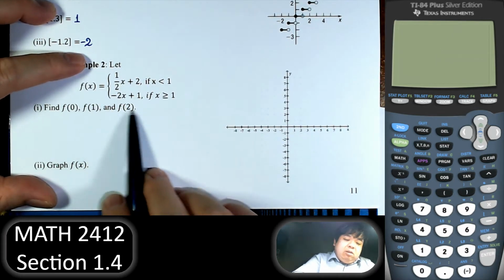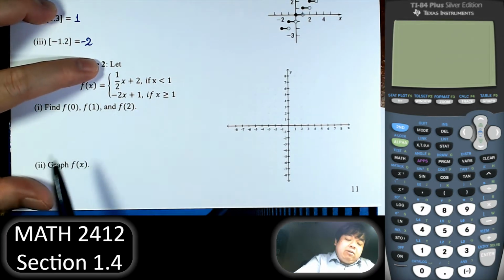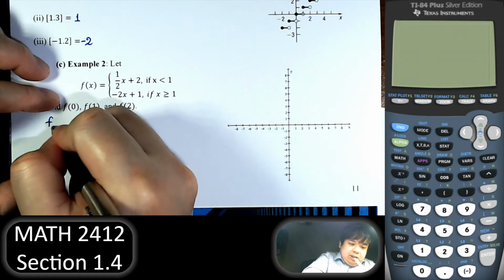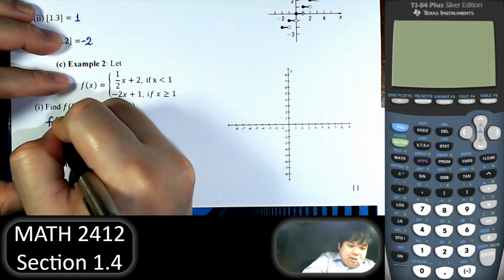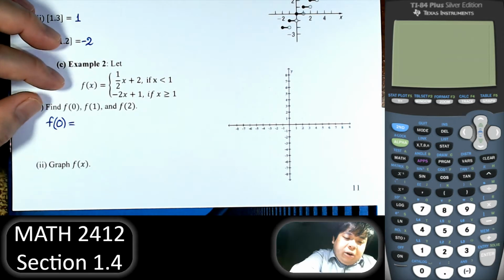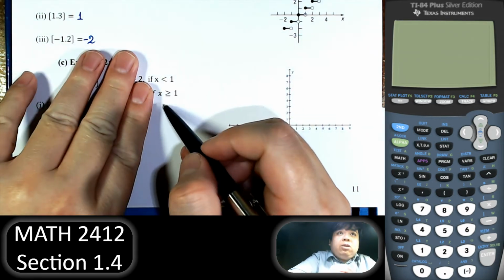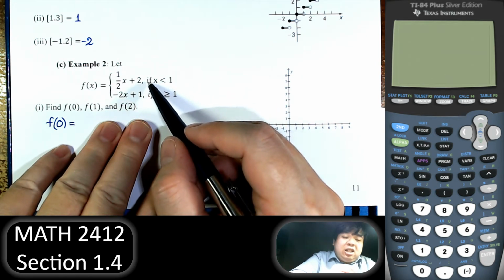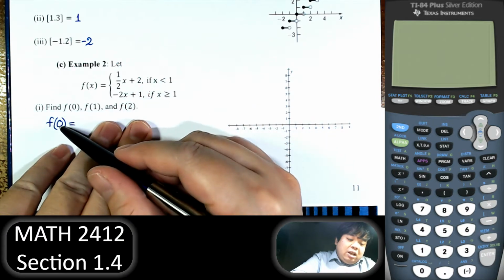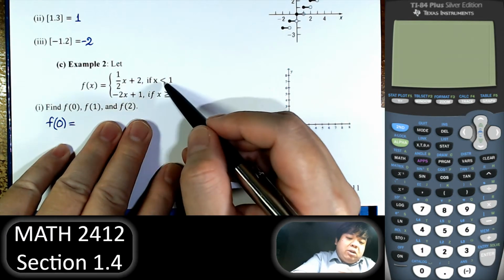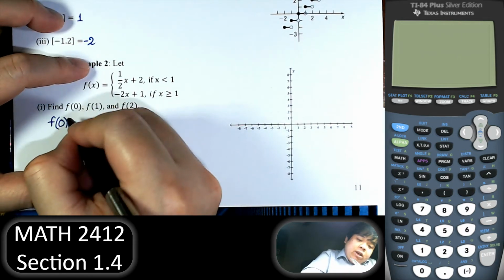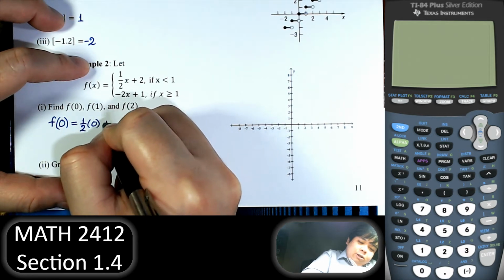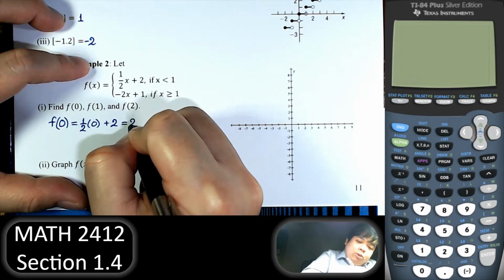Let f of x be this function. Find f of 0, f of 1, and f of 2. For f of 0, we first check the condition. Is x less than 1? 0 is less than 1, so the answer is yes. So we choose the top function, because that's where x is less than 1. We just put 0 into it, and we have 2.